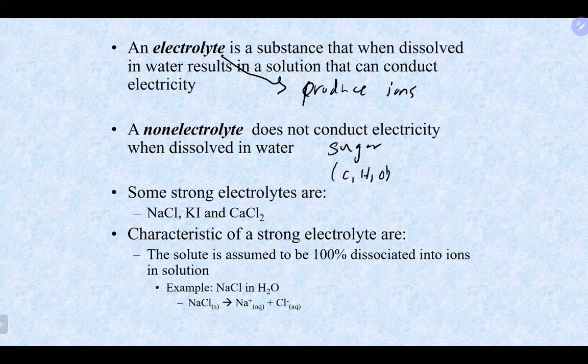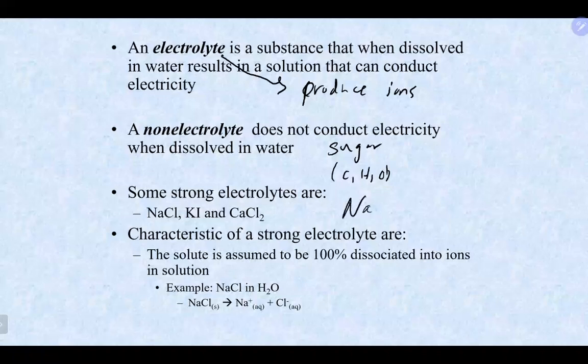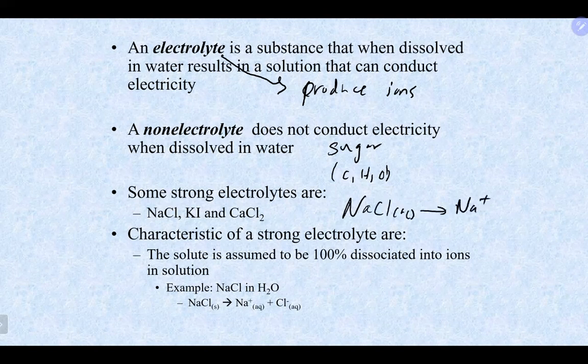Now, some strong electrolytes are pretty much ionic compounds. So it's almost a safe bet if it's an ionic compound, it's going to be a strong electrolyte, which means obviously if we took something like sodium chloride in solution, it will 100% break apart into sodium ions and chloride ions. So in the actual solution, you would have none of the sodium chloride units still together.